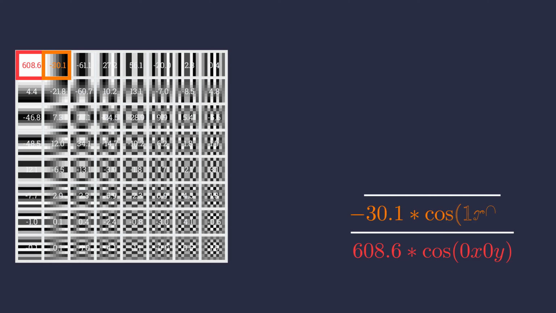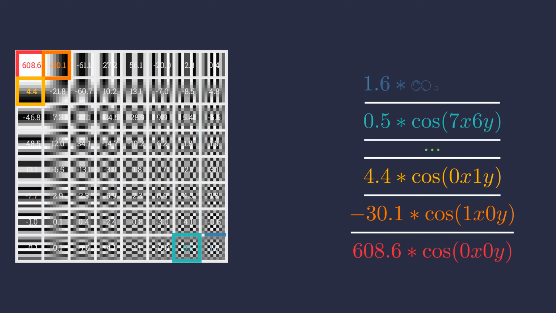Using the cake analogy, you can think of the coefficients as the quantity of ingredients that went into the making of our cake, that is the 8x8 block. Here, a negative coefficient refers to inverting the cosine pattern. So, we used 608.62 parts of cos 0x 0y, then overlaid negative 30.19 parts of cos 1x 0y, followed by overlaying 4.47 parts of cos 0x 1y, and so on.